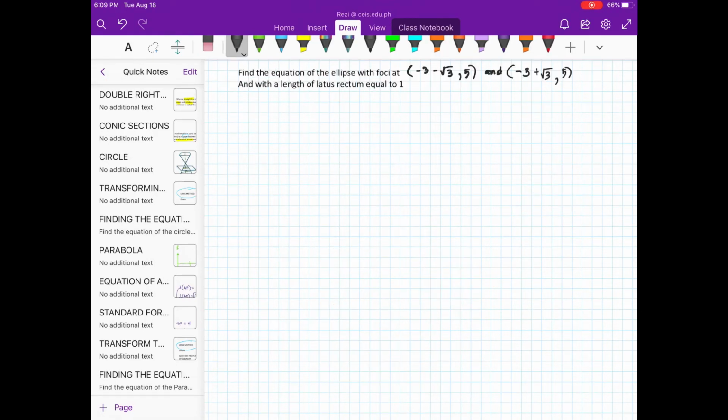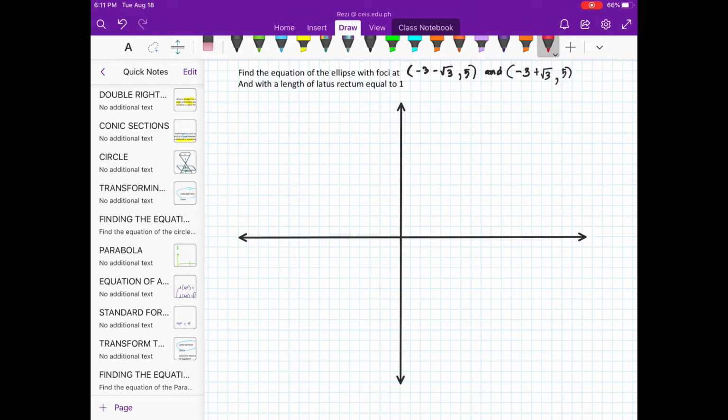Lastly, find the equation of the ellipse with foci at (-3 - square root of 3, 5) and (-3 + square root of 3, 5), and with a length of latus rectum equal to 1. So our y is equal to 5: 1, 2, 3, 4, 5. The ellipse here is oriented horizontally.